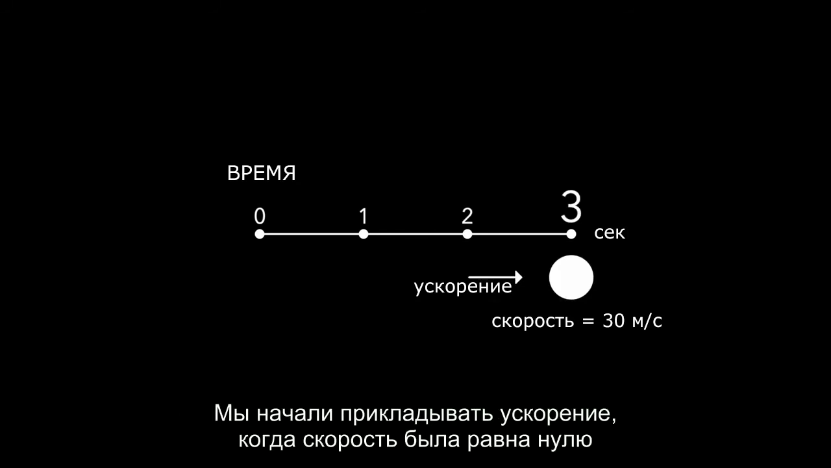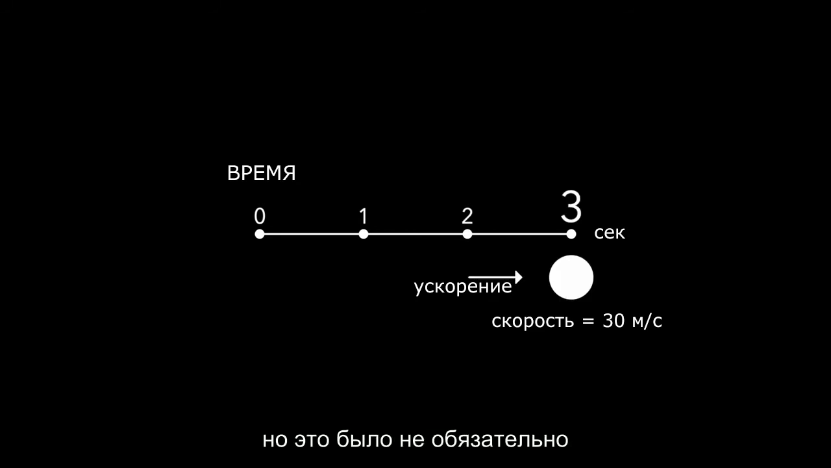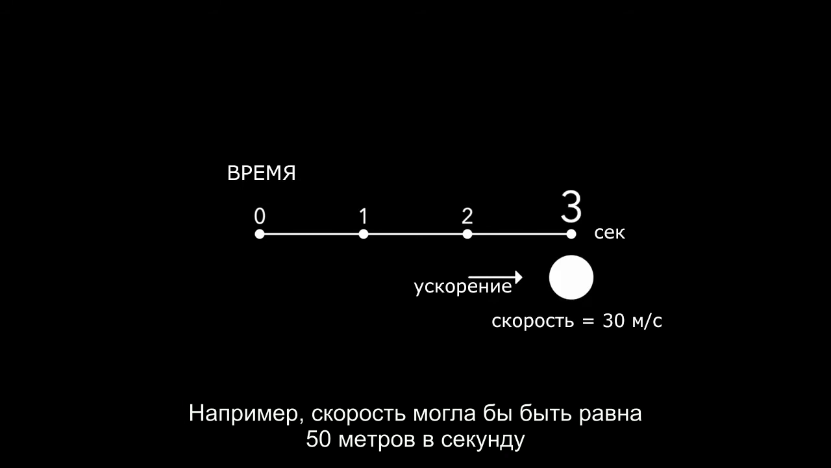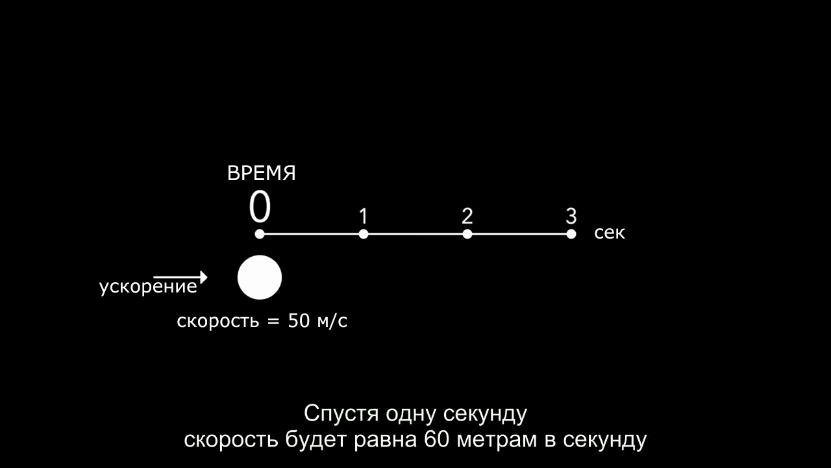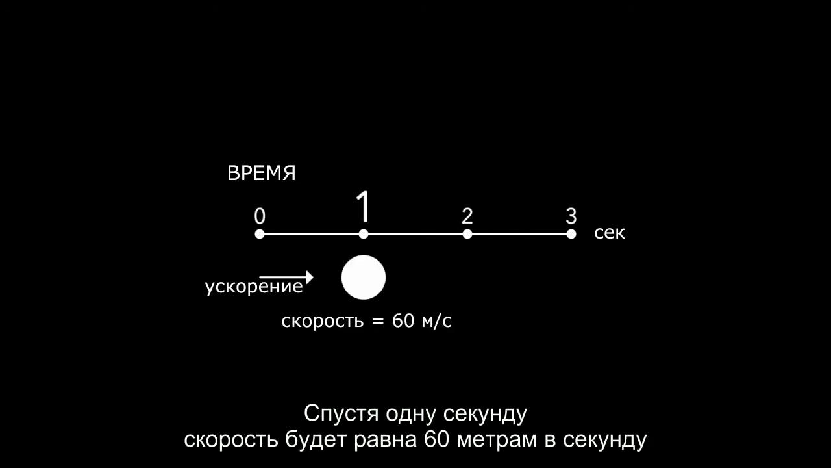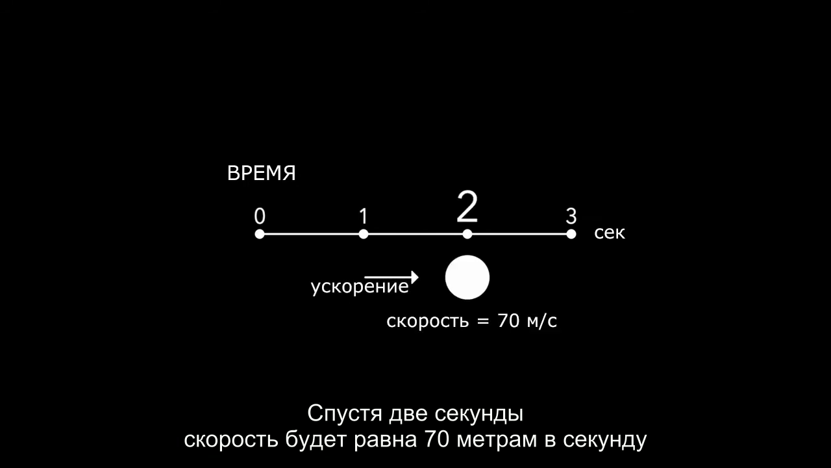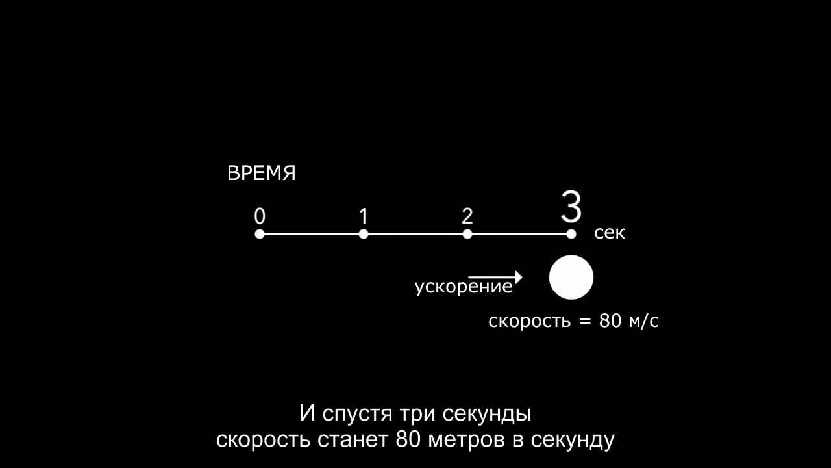We began to apply the acceleration when velocity was 0. But it was not necessary. For example, velocity could be 50 meters per second. After next 1 second, we get 60 meters per second. After 2 seconds, we get 70 meters per second. And after 3 seconds, we get 80 meters per second.